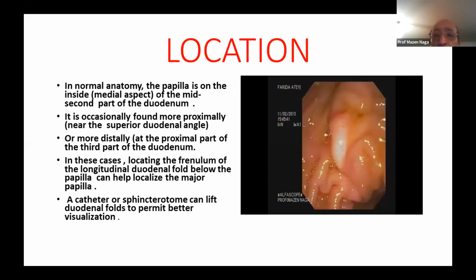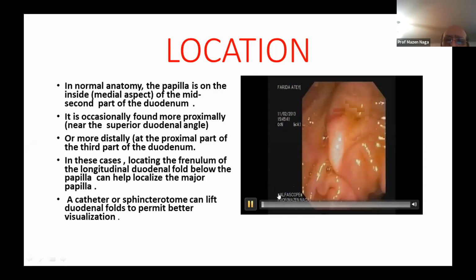Location. Sometimes it is very difficult to see where the papilla is. In normal anatomy, the papilla is on the medial aspect of the second part of the duodenum, occasionally found more proximally near the superior duodenal angle, and occasionally in the proximal part of the third part of the duodenum. In these cases, locating the frenulum of the longitudinal duodenal fold below the papilla can help to localize the major papilla. A catheter or a sphincterotome can lift the duodenal folds, and you can see here how we do this.